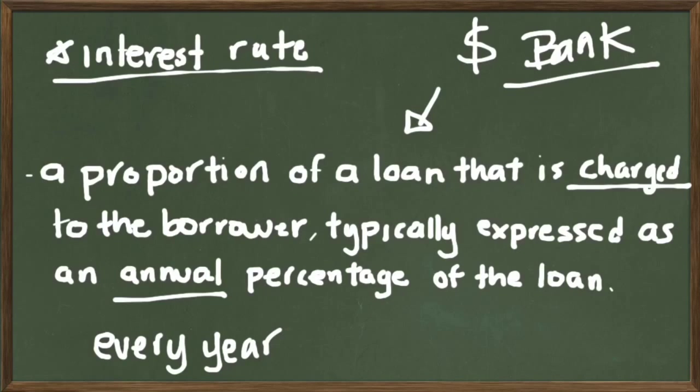Perhaps it would be more helpful if we write with a different color. Let's try this time around. We'll do light blue. Okay. So annual means every year. So every year, the interest rate will charge me an extra percent of that money that I asked for, maybe for a car, for a house, for a business, etc.